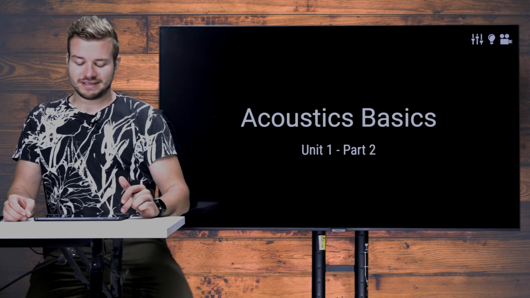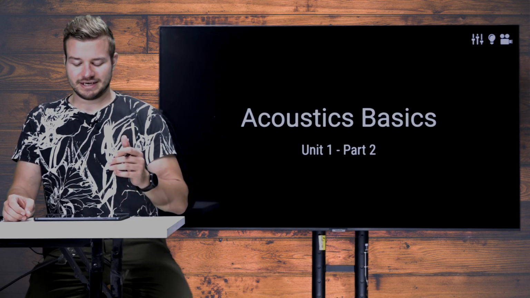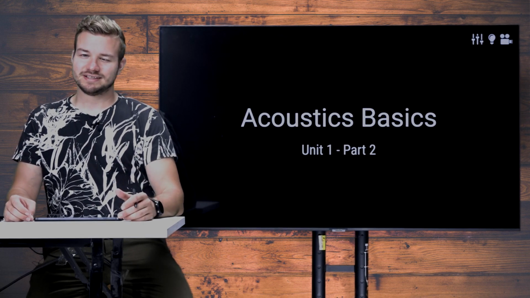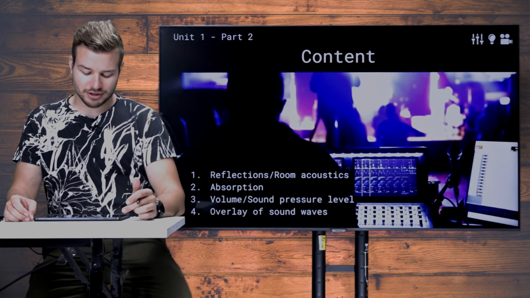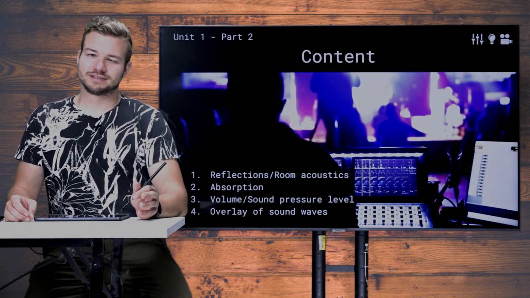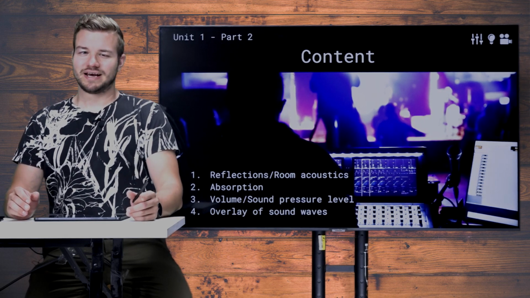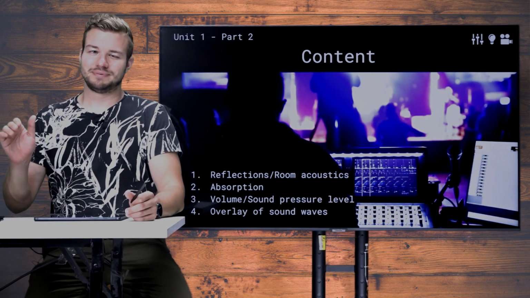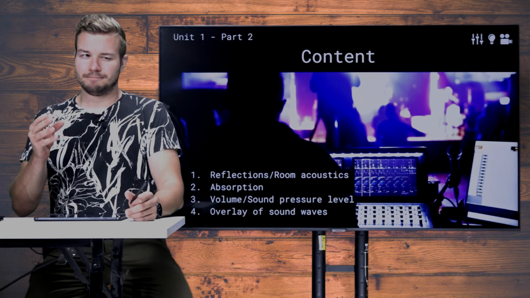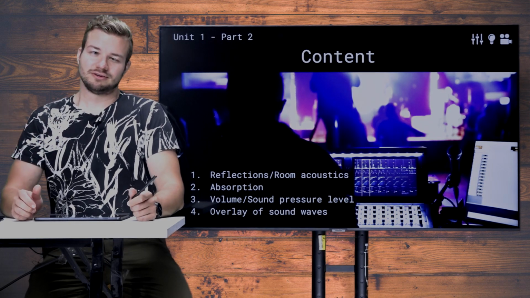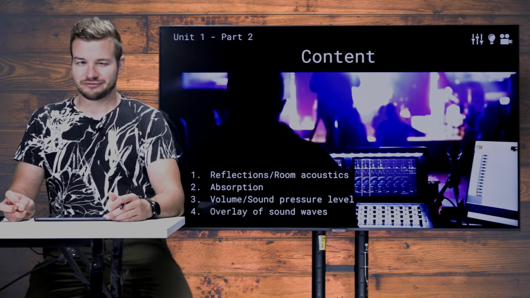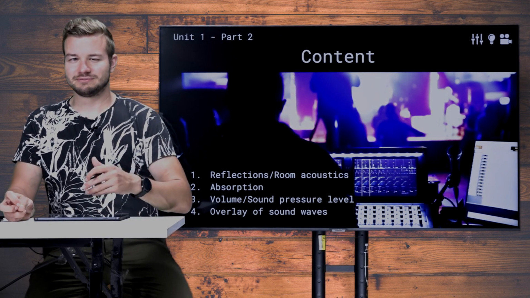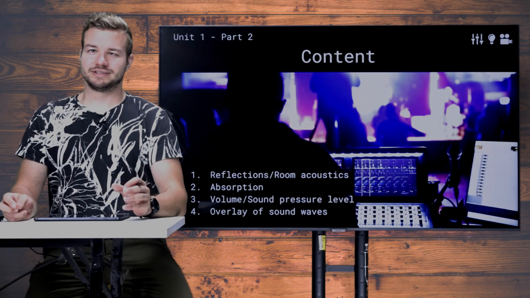Then we have the second part, which is acoustics basics. Still this unit number one, but part number two. In that part, we will talk first about reflections. Reflections is when the sound hits some wall, let's say, or other material, other parts in the room. What happens with the sound wave? So this will be all about room acoustics.